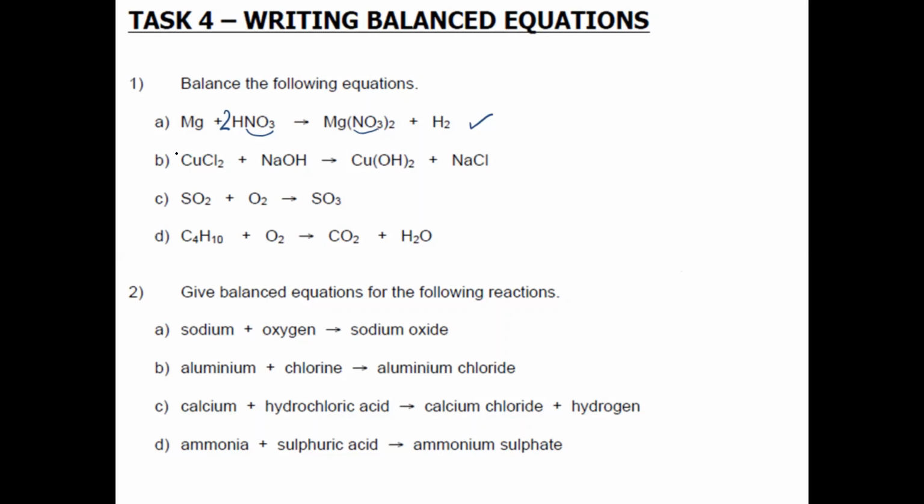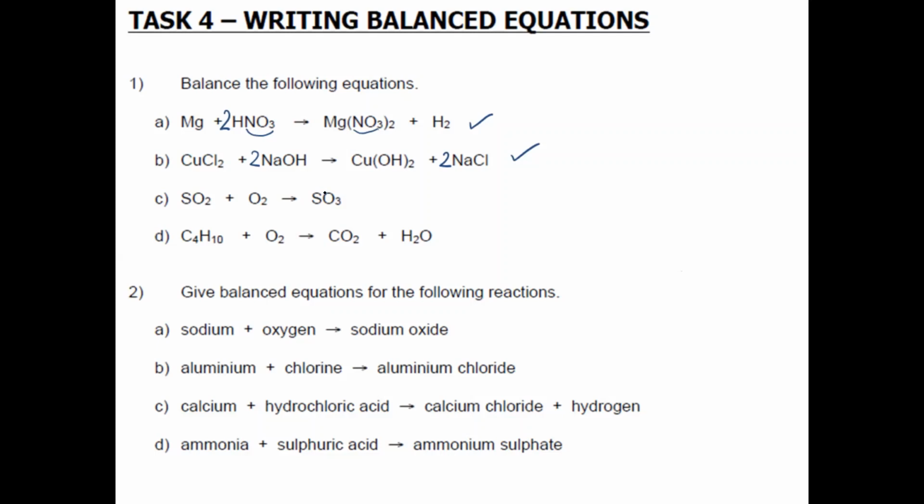Second one, 1 copper, 1 copper. So I'm happy with that. 2 chlorines, 1 chlorine, so I doubled this. Next one. 1 sodium, but here we had 2 sodium, so I put 2, and then 2 OHs, 2 OHs. That's done. Next, SO2, O2, and SO3.